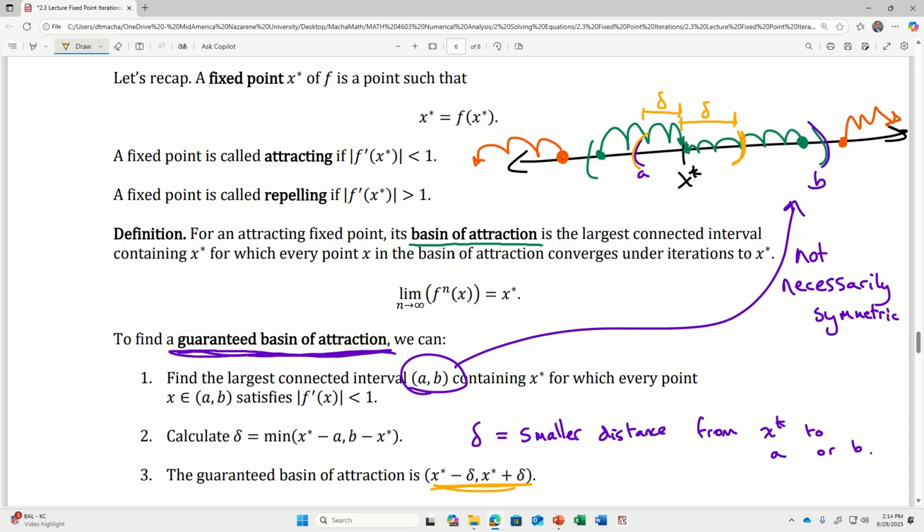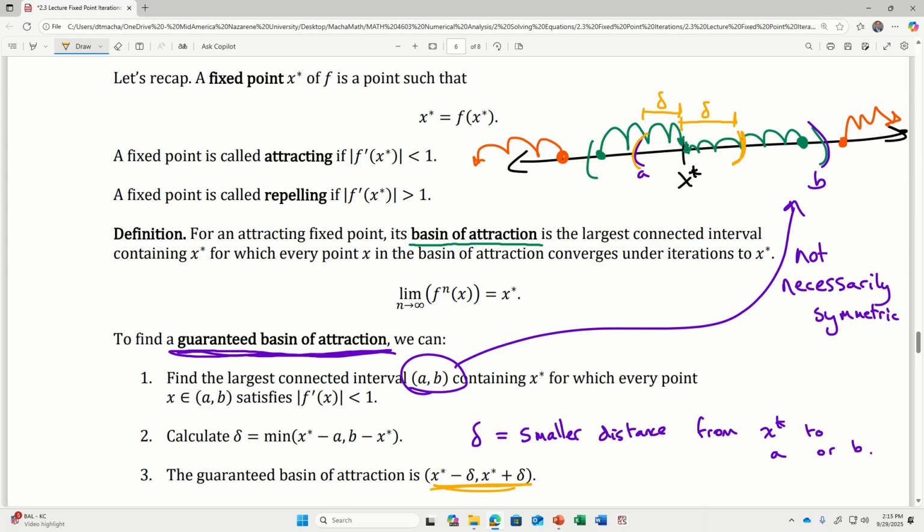So a few important things to note is that just because the absolute value of the derivative is less than 1 does not mean that it's going to converge to your fixed point. Because these points here that are in between my yellow bracket and my purple bracket where B is, all of these points, they might actually diverge away. Right? It's not part of the guaranteed basin of attraction.